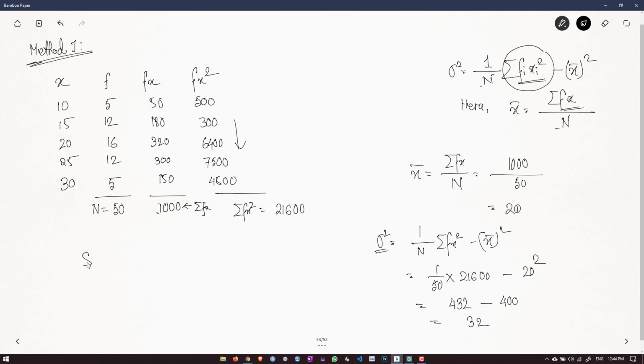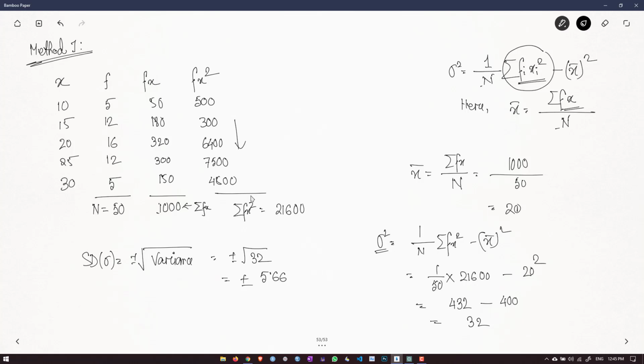So now what is standard deviation? Standard deviation is root over of variance, right? Which is equal to plus minus root over 32, which is equal to plus minus 5.66 approximately, right? So that is method 1.